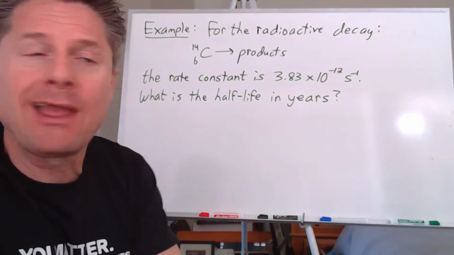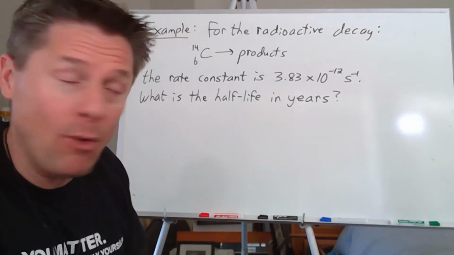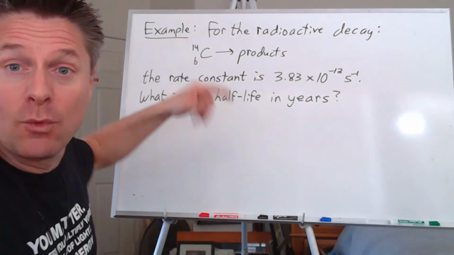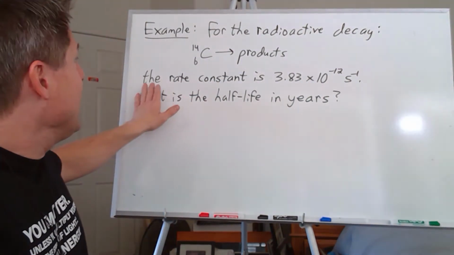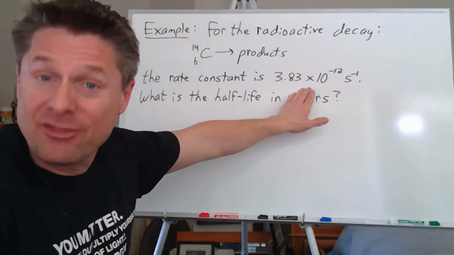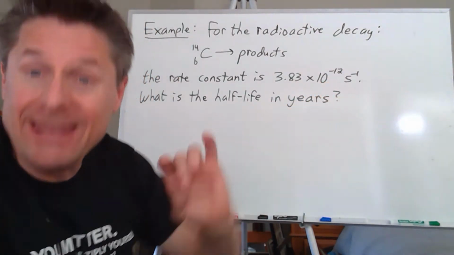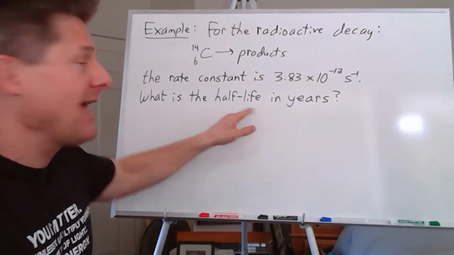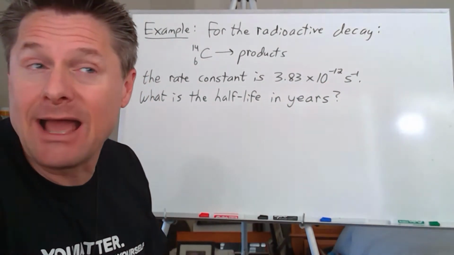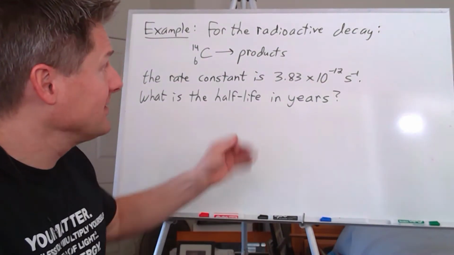We haven't done nuclear chemistry. Products aren't important at this point. We also know there's a coefficient of 1 there, so A is going to be 1. If the rate constant is 3.83 times 10 to the minus 12th inverse seconds, what is the half-life? Now, it's going to be a time, so let's do it in years. So see if you can do that for me.